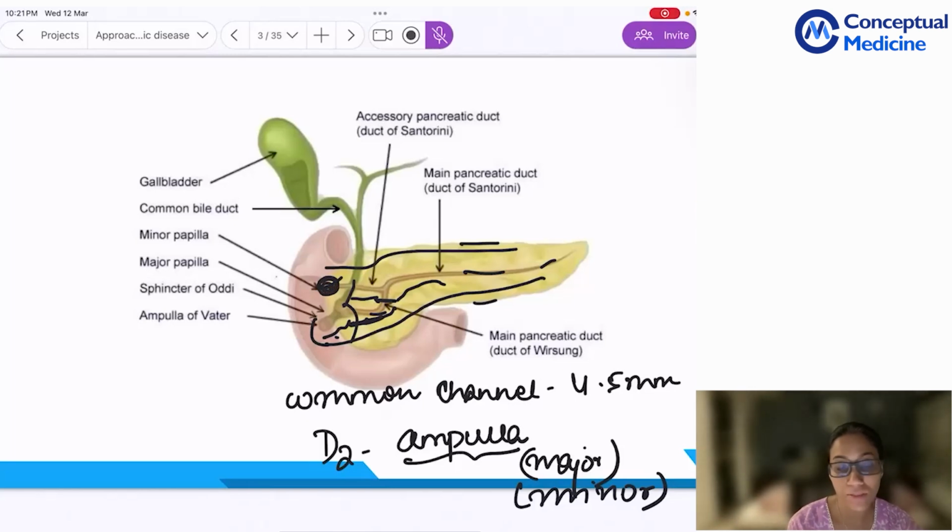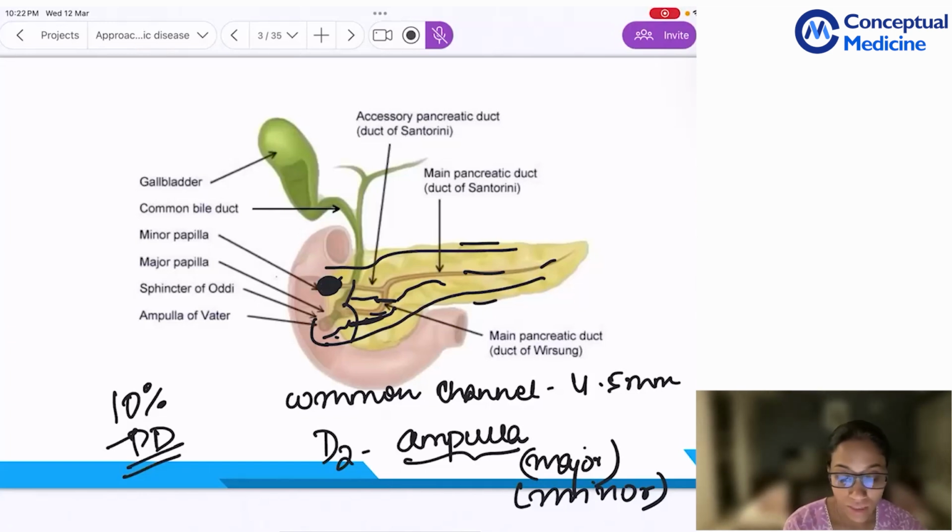So what happens at the minor papilla? It is not used to taking this much pressure. So the pancreatic secretions drain out into the minor papilla. That becomes difficult, and that can sometimes cause pancreatitis because the pressure is high over there. But this is present in about 10% of the population. That is what is called pancreas divisum, which means the drainage of the pancreas itself is partly divided.